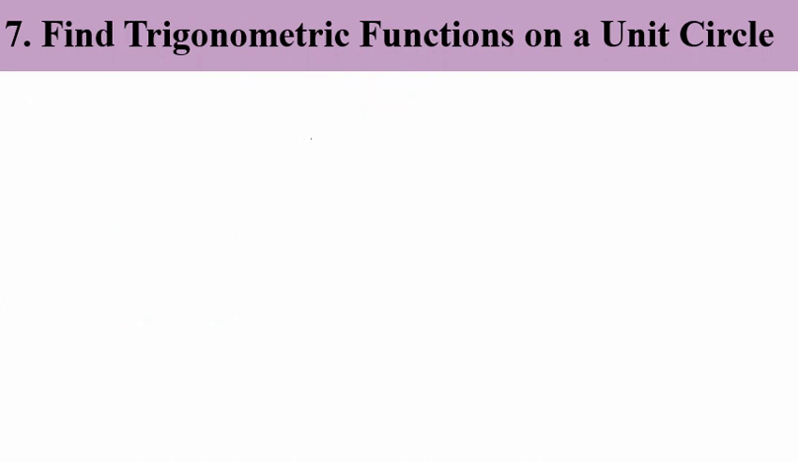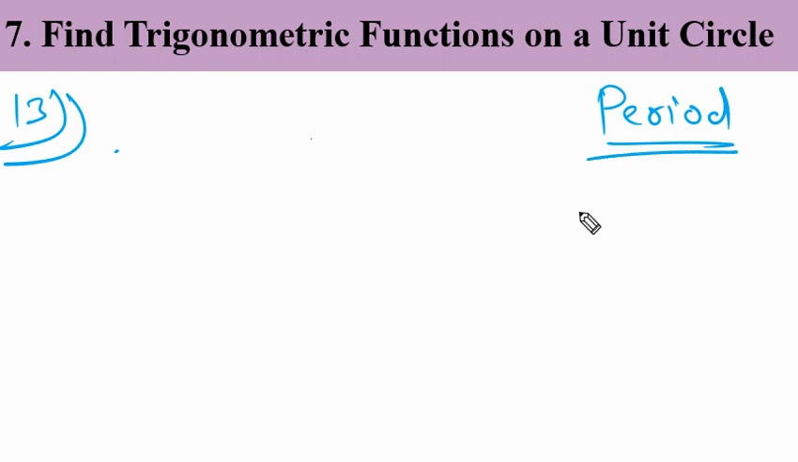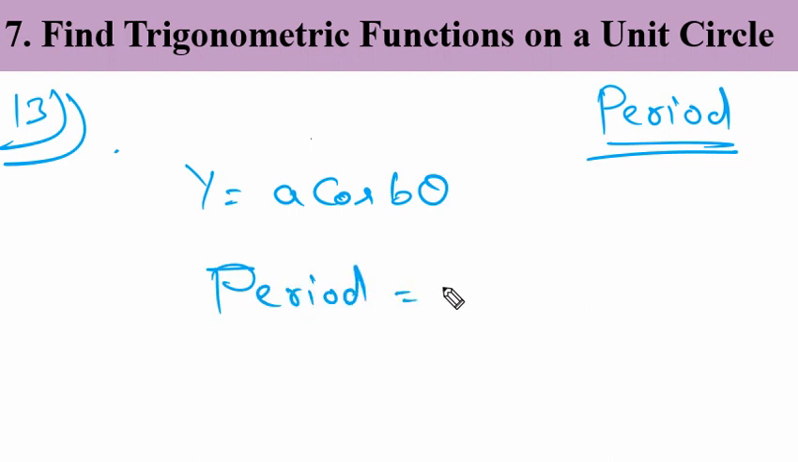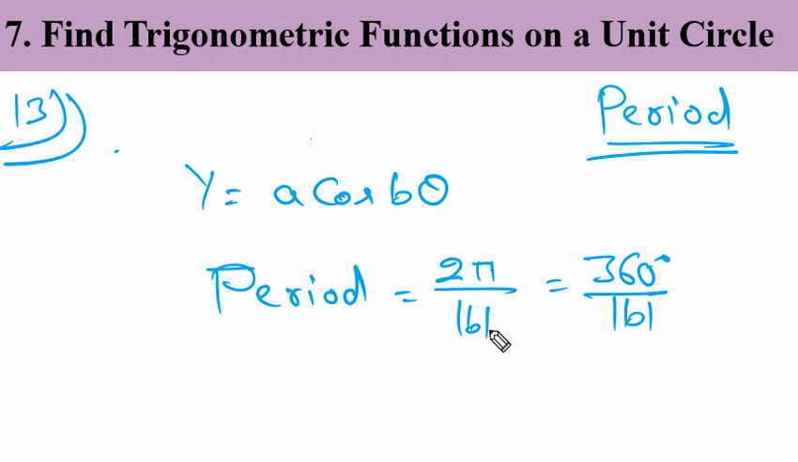Okay, next question we have. In the next type of question, we have to find the period of each function. So if you remember, how do you find the period? Let me quickly explain. If you have y is equal to a cos b theta, if this is your equation, then the period is given by 2 pi over mod b, right? Or else you can say 360 degrees over mod b. That is your period. So we are taking only this from here.